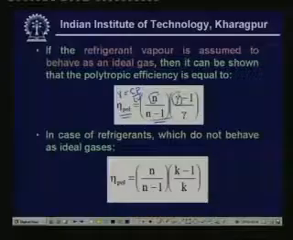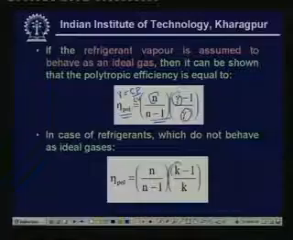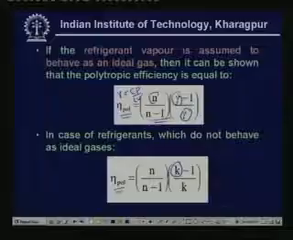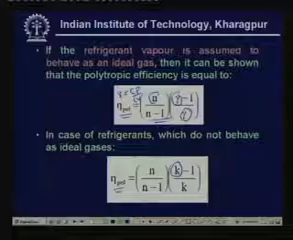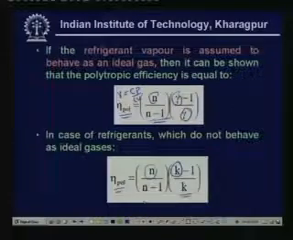So in case of refrigerants, which do not really behave as ideal gases, what is normally done is that gamma is replaced by the isentropic index of compression k. That means the polytropic efficiency is simply given by n by n minus 1 into k minus 1 by k, where n is the index of polytropic compression and k is the index of isentropic compression. So this is a simplification. Actual analysis is very complicated, but this is generally practiced so that you can have a rough idea of the polytropic efficiencies.